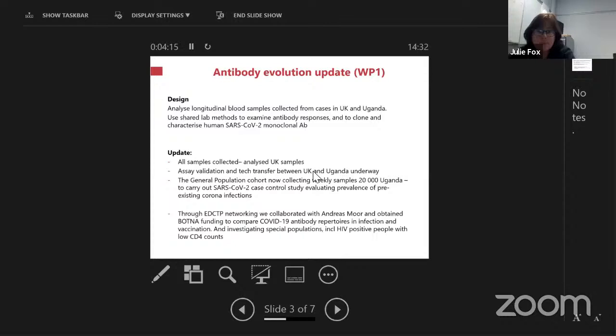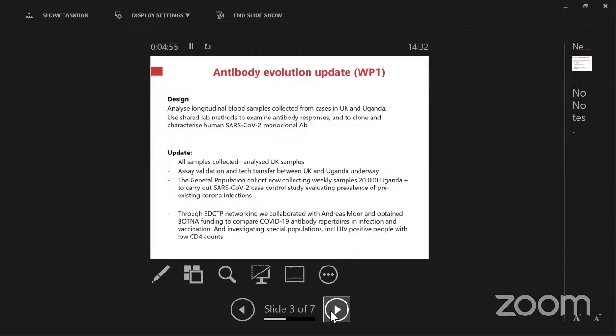We've also set up a collaboration with the general population cohort in Uganda, which is now collecting weekly samples for SARS-CoV-2 testing from a community of 20,000 people. And we're going to do a case control study evaluating the prevalence of pre-existing coronavirus infections in people with and without SARS-CoV-2 now. And then excitingly, through the EDCTP networking, we are now collaborating with Andreas Moore, and we obtained funding through the Botnar Foundation to compare COVID antibody repertoires in infection and vaccination. And for this, we're going to focus on some special populations, including people with HIV who have low CD4 counts.